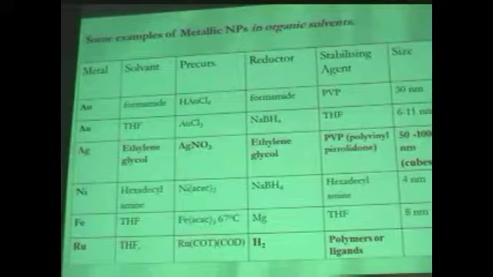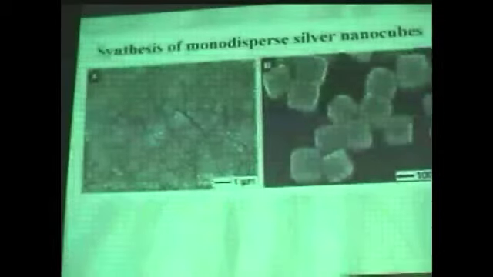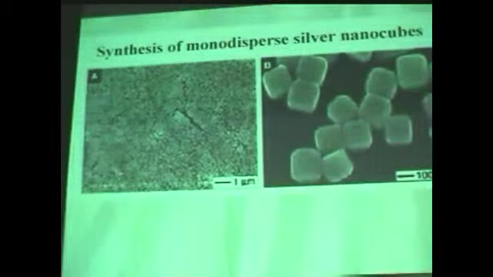The silver nanoparticles, very nice silver nanoparticles obtained in ethylene glycol, stabilized by PVP. I can show you these images. Those nanoparticles, cubic nanoparticles, very nice, have a size ranging from 50 to 100 nanometers.